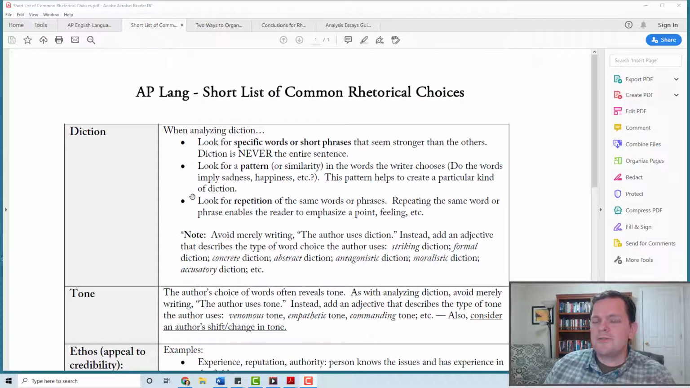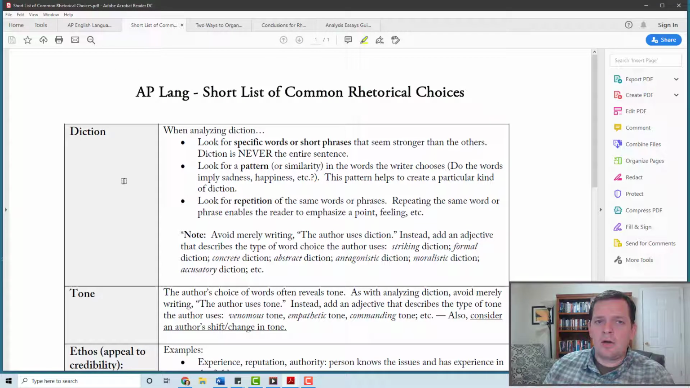So perhaps the first thing that comes to mind when we talk about what makes a piece of writing effective is the words, and that's what we call diction. When you are looking at the passage, you can analyze the diction, but that gets tricky. There are some ground rules you have to follow.